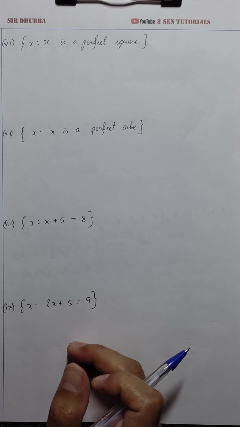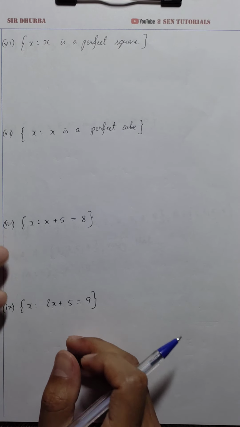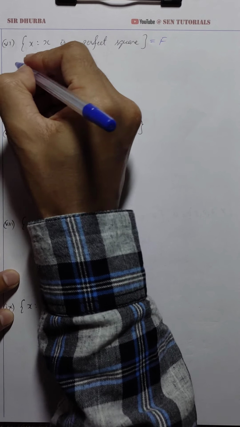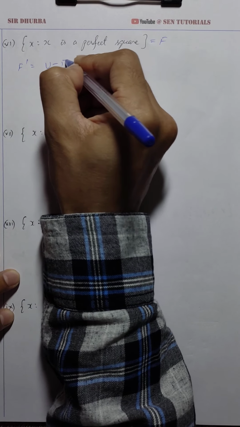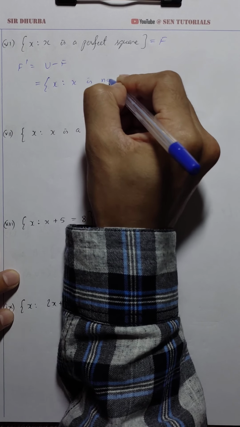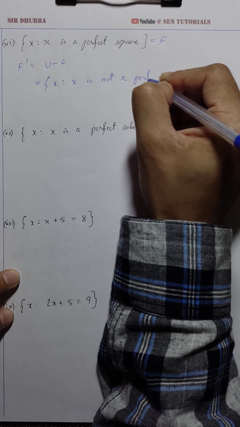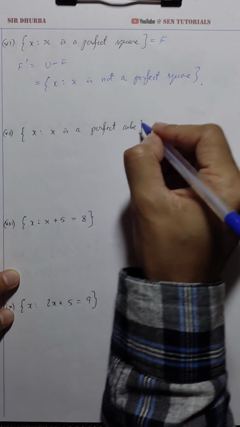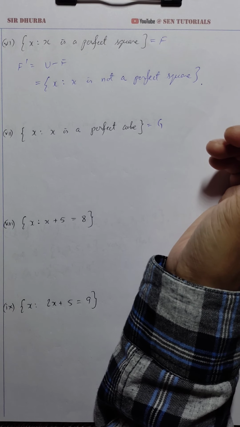Another one. X is a perfect square. So that's going to be very simple. So what was our last set? Let this be our set F. F complement is the universal set minus F. So that's simply going to be x such that x is not a perfect square. G, this is a perfect cube.